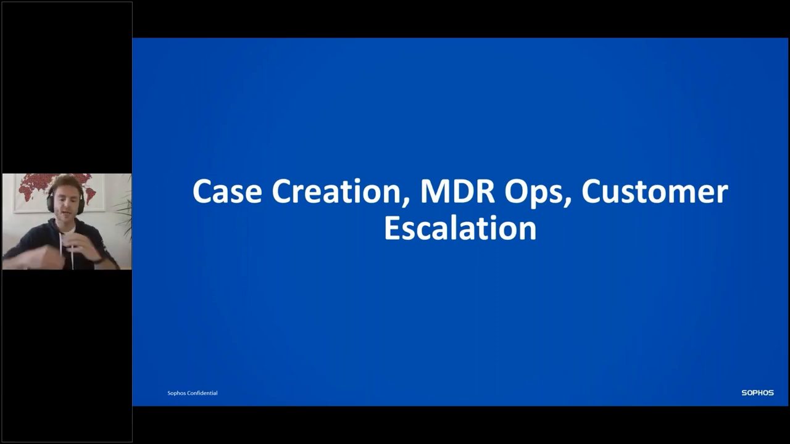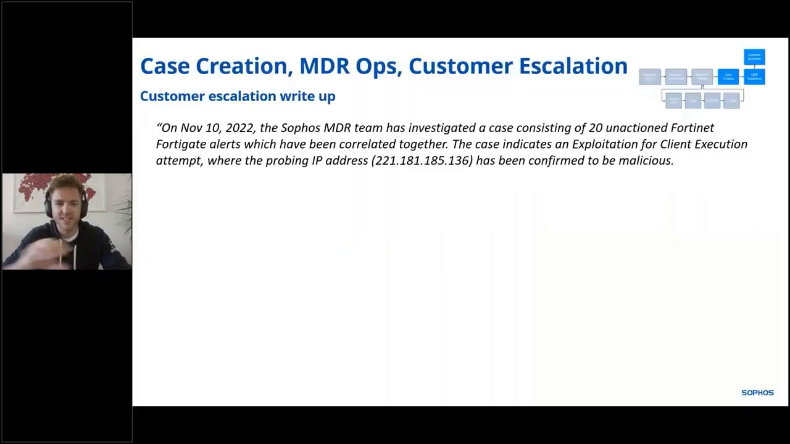And now what you're going to see is what our analyst did about it. All right, so this is the actual case write-up that if you're in Collaborate, you would have this case sent to you guys. So if this was your customer, this will look familiar. And so let's dive in. This is what our analyst did about it, and this is the case write-up that an MSP or the end user would have received. So on November the 10th, 2022, the MDR team investigated a case consisting of 20 unactioned FortiGate alerts, which have been grouped together. The case indicates an exploitation for client execution attempt, where this probing IP address has been confirmed to be malicious.